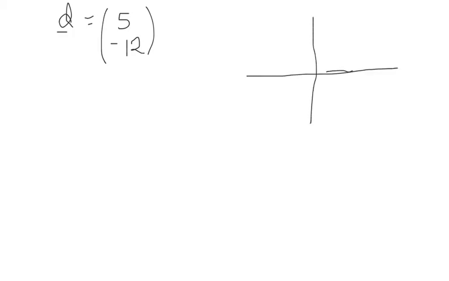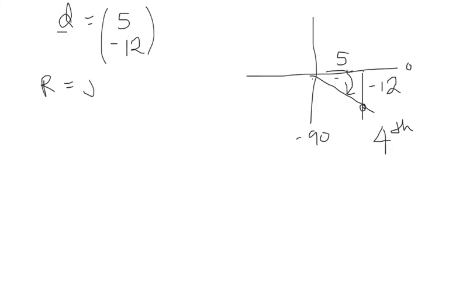Vector D is 5, -12. Draw a vector diagram of where this falls, 5 along and 12 down, so this is in the fourth quadrant. It doesn't matter if your diagram of the vector is not too accurate. It's just really to find out which quadrant it goes in. That's the fourth quadrant. And this angle that we're looking for will be a negative angle, between 0 and -90, I mean.